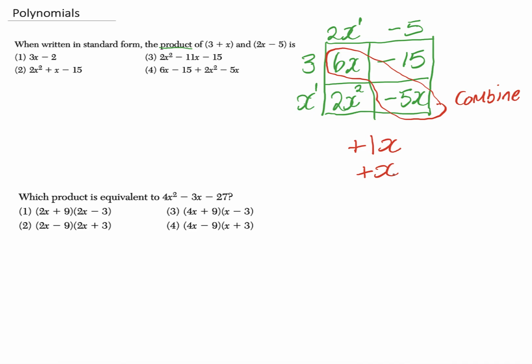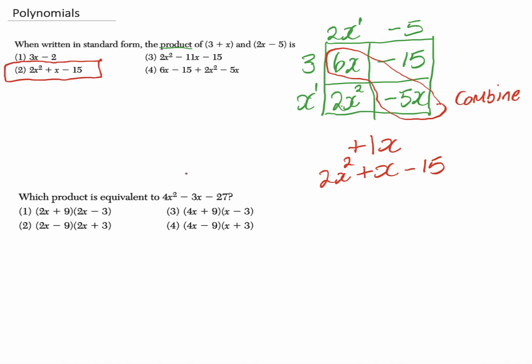plus x. Now they say to write it in standard form, so your first term will be the 2x squared, so whoever has the biggest exponent is going to be first, so that will be 2x squared is the first term, and your constant, which is the minus 15, is your last term. So we're looking for 2x squared plus x minus 15, and our answer is number 2.